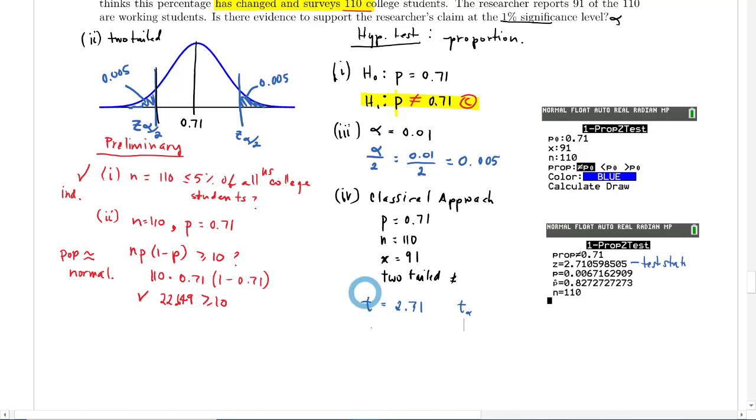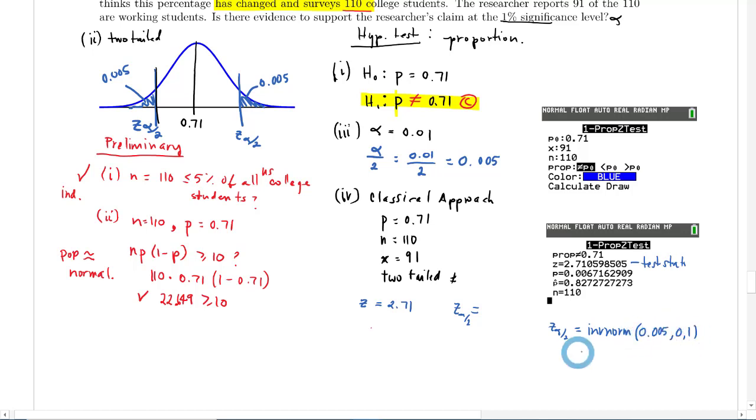So we have z equal to 2.71, and we need to compare that to z sub alpha over 2. Because it's symmetric, we can just do z sub alpha over 2 is just going to be the inv norm, right, to find that statistic with a tail of 0.005, comma 0, comma 1. Because it's symmetric, we just do the positive and negative of that number. So let's go ahead and do that.